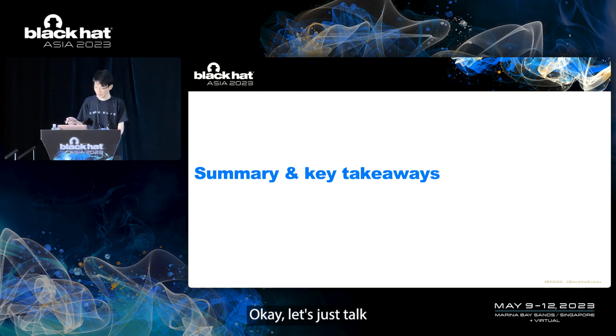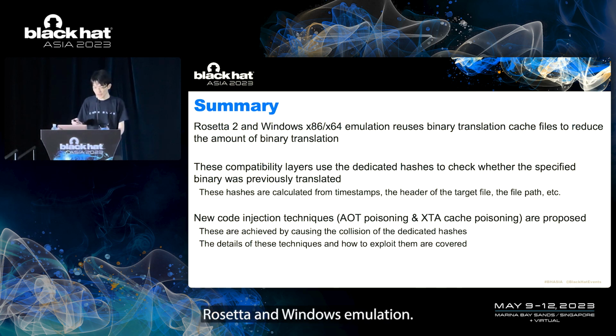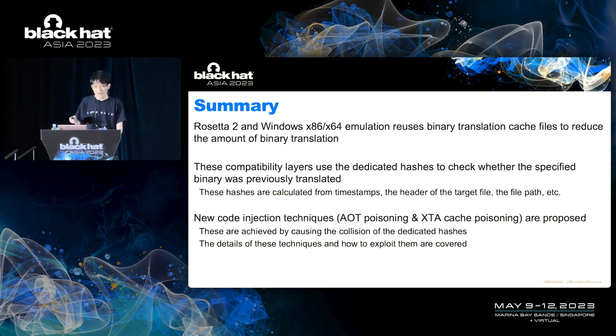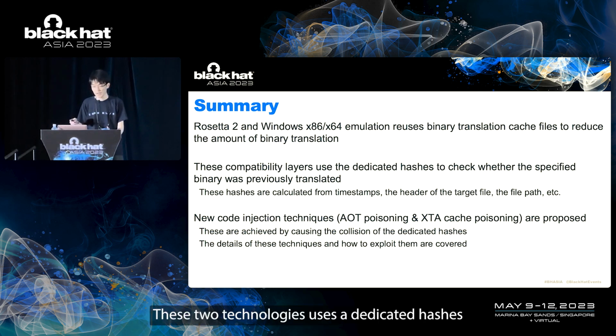Okay, let's summarize this talk. Rosetta 2 and Windows emulation reuse the binary translation cache files to reduce the amount of binary translation. So to check whether the specified binary was previously translated or not, these two technologies use dedicated hashes. And these dedicated hashes are called the lookup hash, the module header hash, and the module path hash.